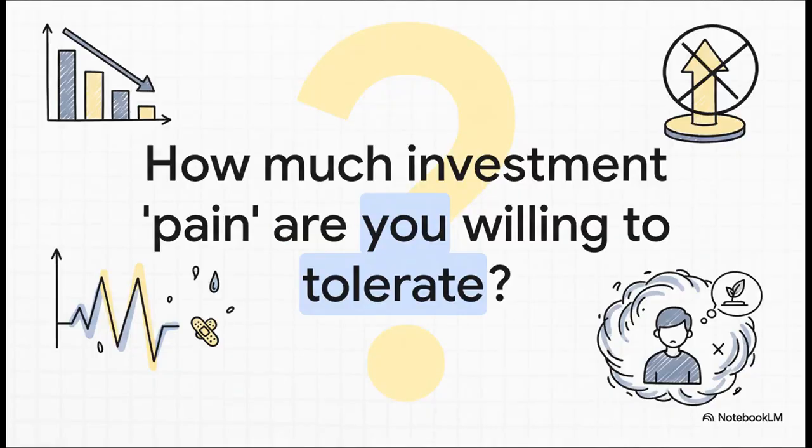And really, that's the whole point. The Ulcer Index gives us a totally new language for risk. It's not some abstract concept anymore, it's a measurable quantity of potential pain. So the final question isn't just about what the market is doing, it's about you. Now that you can actually measure it, how much of that pain are you truly willing to put up with to get where you want to go?